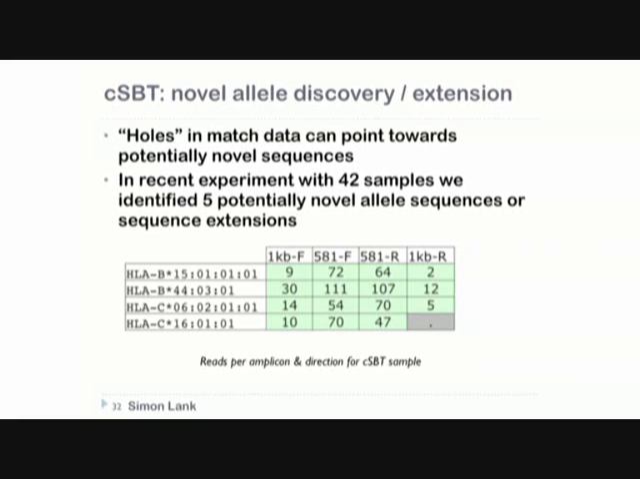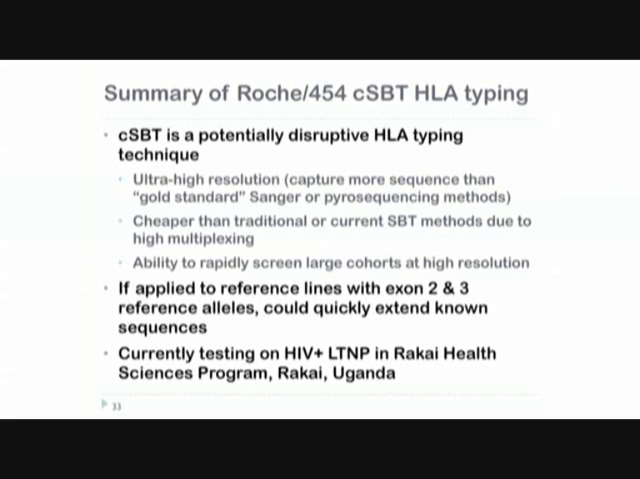So we believe that once we have this sort of full-length transcript profiling, we'll be able to create a much better database of HLA alleles, and we'll be able to rapidly accelerate HLA allele discovery. So to summarize this section, this sort of cDNA sequence-based typing is potentially a disruptive and cost-effective way of obtaining HLA data from HIV research cohorts.